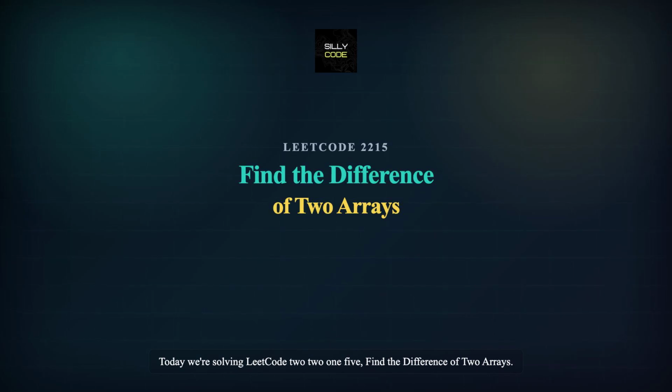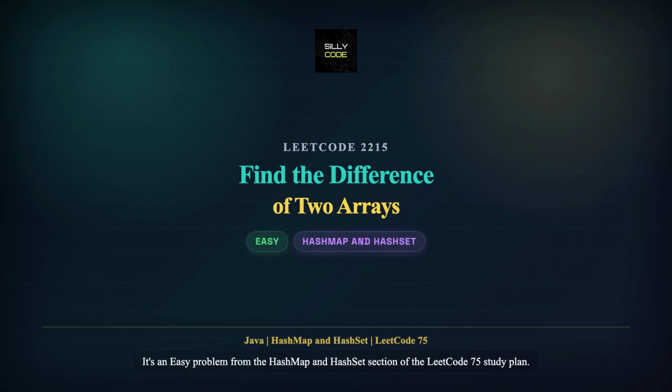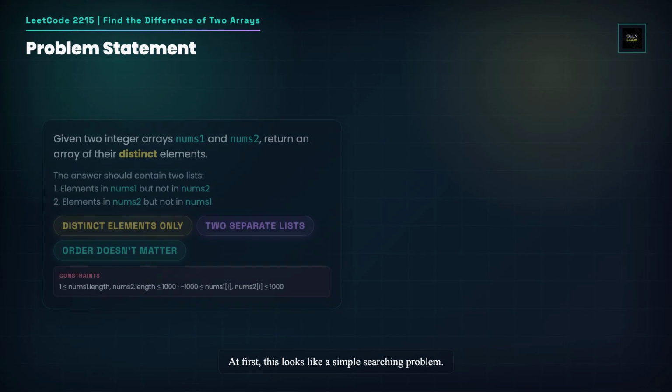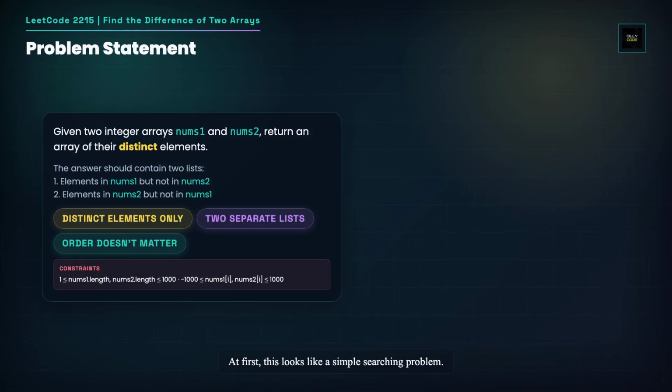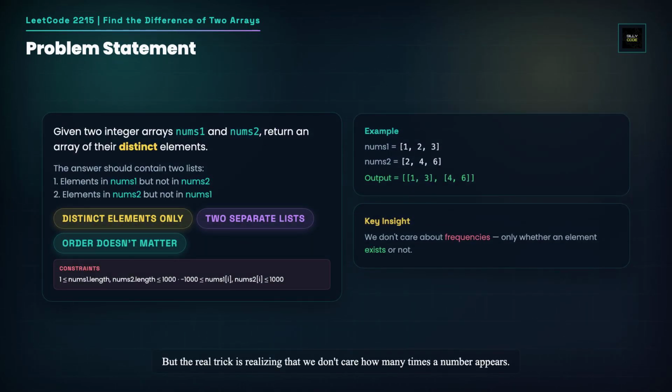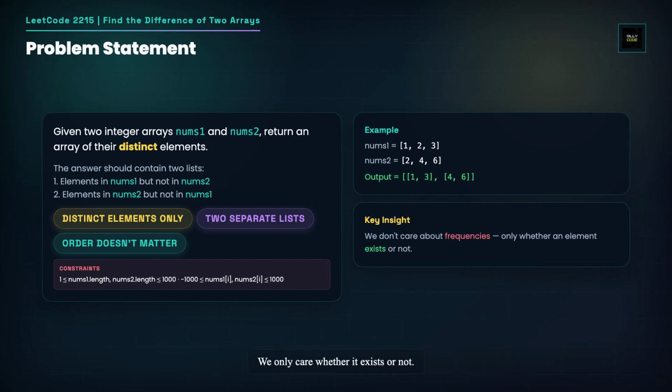Today we are solving LeetCode 2215, Find the Difference of Two Arrays. It's an easy problem from the HashMap and HashSet section of the LeetCode 75 study plan. At first, this looks like a simple searching problem. But the real trick is realizing that we don't care how many times a number appears. We only care whether it exists or not. Once we recognize that, the solution becomes much cleaner.